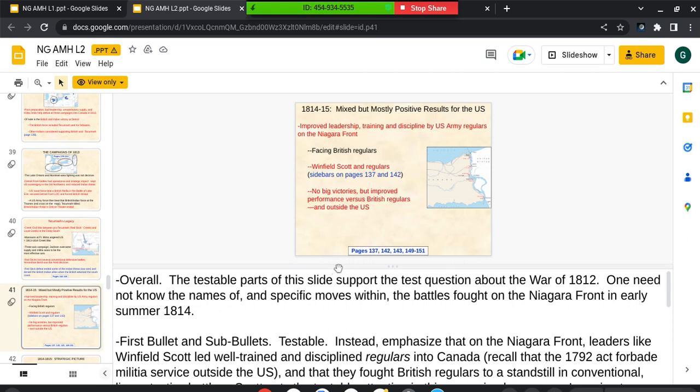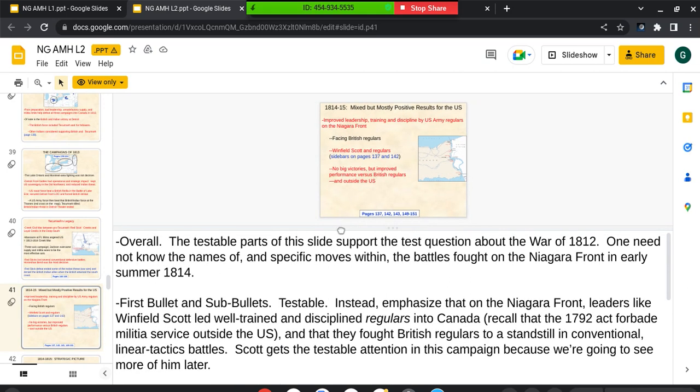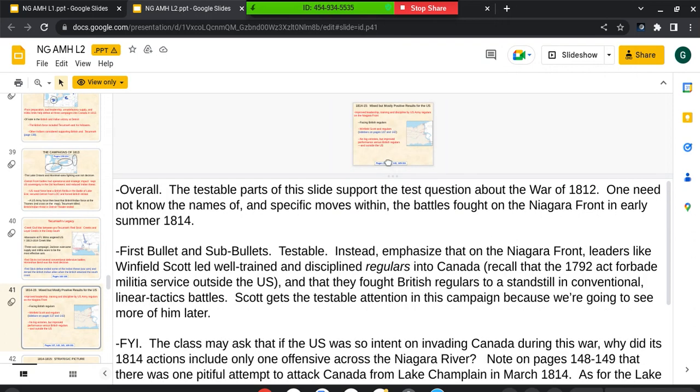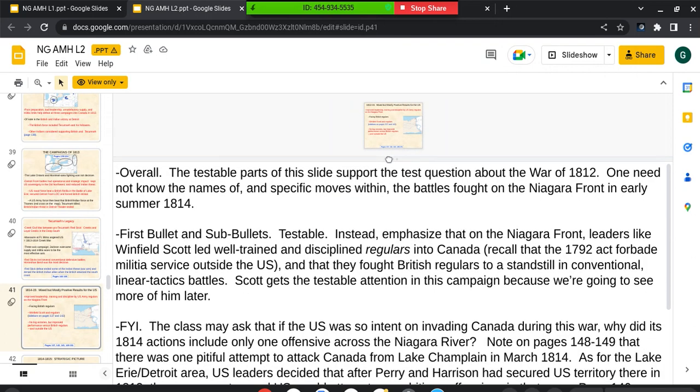The first bullet and sub-bullets, what's testable here, is that on the Niagara front, leaders like Winfield Scott led well-trained and disciplined regulars into Canada, and that they fought British regulars to a standstill in conventional linear tactics battles. Scott gets the testable attention in this campaign because we're going to see more of him later. So now about Winfield Scott. He's on page 137 and 142 if you want to read about him. He led regulars into Canada. He didn't do that bad in fighting against the British, which showed that the American militiamen could hold their own against the British.